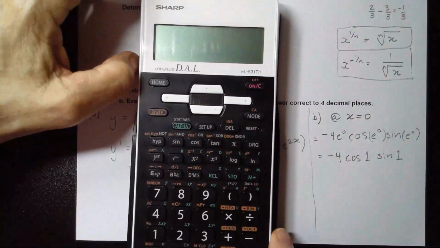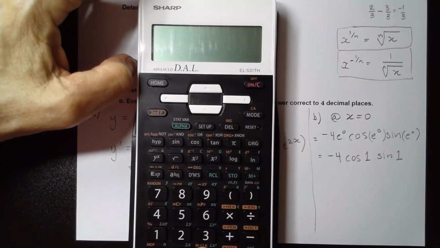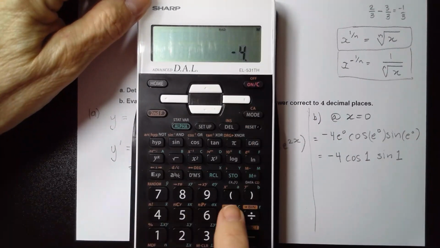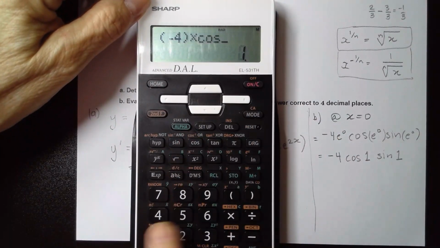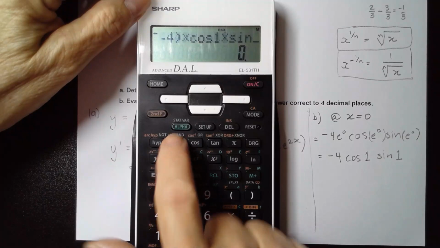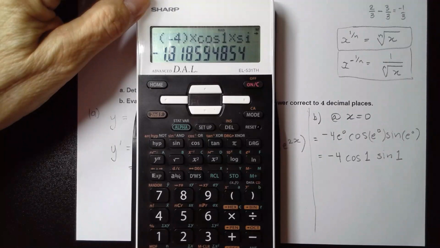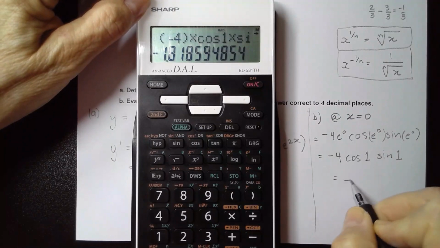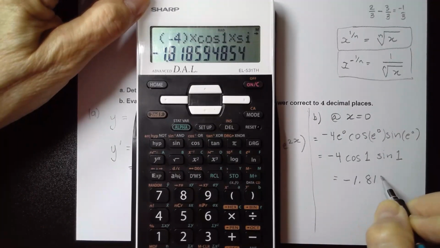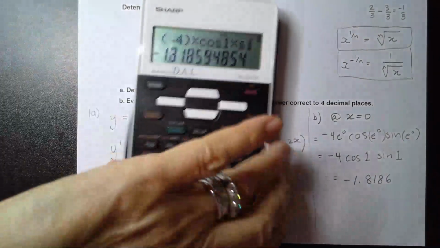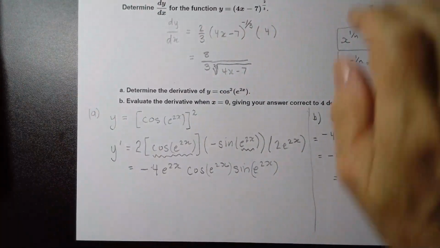And so I just grab my calculator because it says to 4 decimal places. I don't have my cord to charge my good calculator, so we'll have to look at this one. So I'll go negative 4 times cos 1 times sine 1. And I'm in radians there, you can see, okay? And I get that. So that's equal to negative 1.8186. And that's to 4 decimal places. Okay, there's plenty of problems there to do.